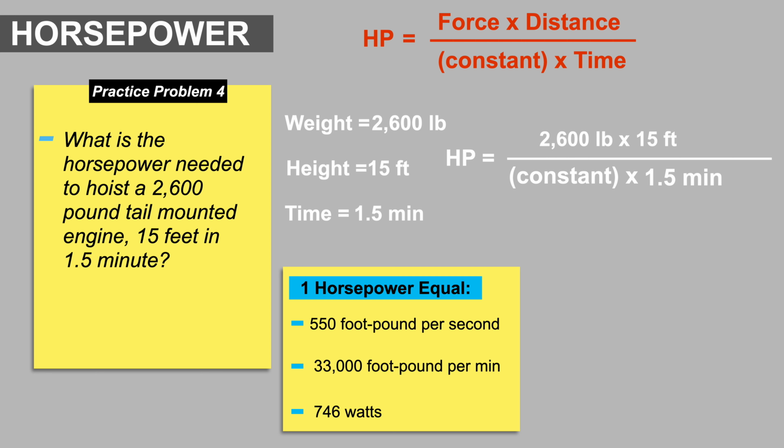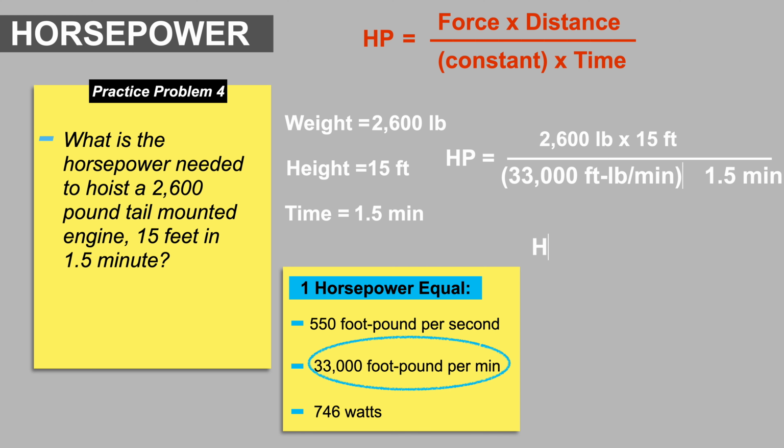The unit of the third variable is the key. Since our third variable is in minutes, we will choose 33,000 foot-pounds per minute as the appropriate constant to use in this equation. Let's plug in this number and then let's multiply and divide. When we do this, the units of foot-pound cancel out, and all we are left with is 0.79 horsepower.